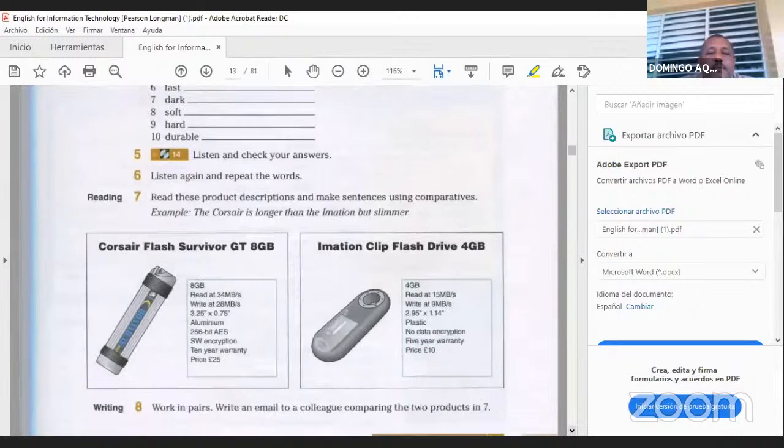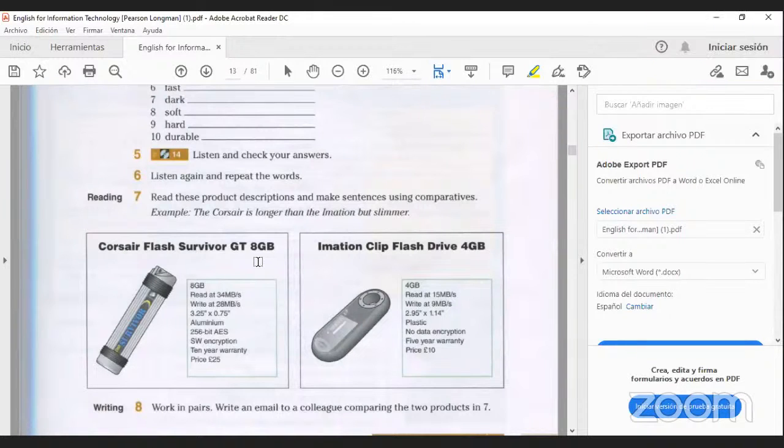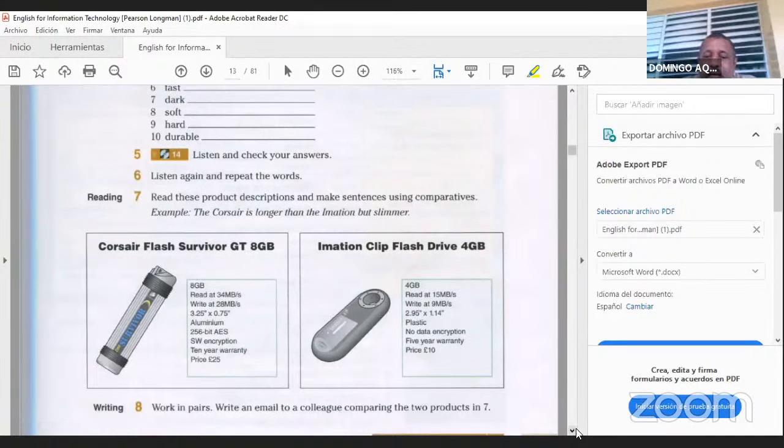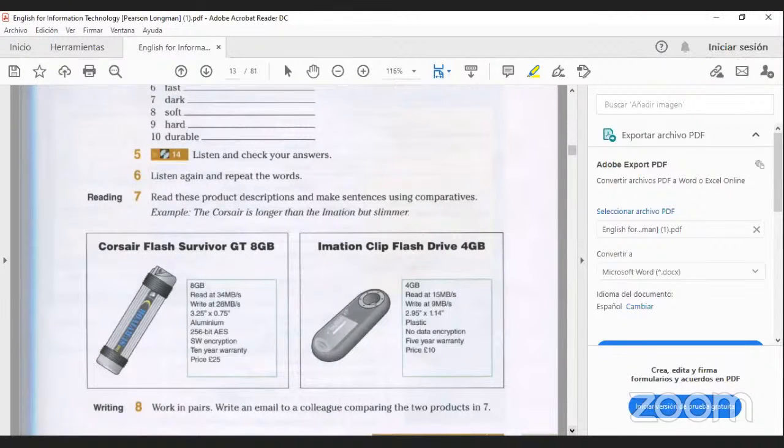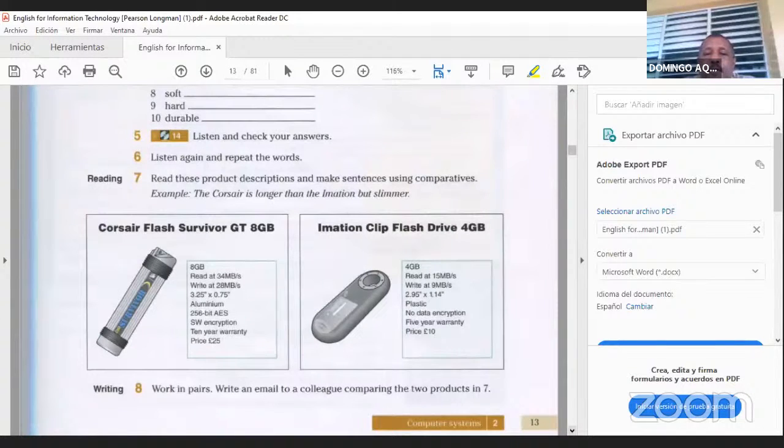Okay, here I have two pictures. The Corsair Flash Survivor GT, a gigabyte. Listen, the pronunciation of that word, gigabyte. If you say gigabyte, is Spanish. In English, is gigabyte. Corsair Flash Survivor GT, a gigabyte. Can you repeat? Yes, gigabyte. Giga, no giga. All right. Immersion Clip Flash Drive 4 gigabyte.